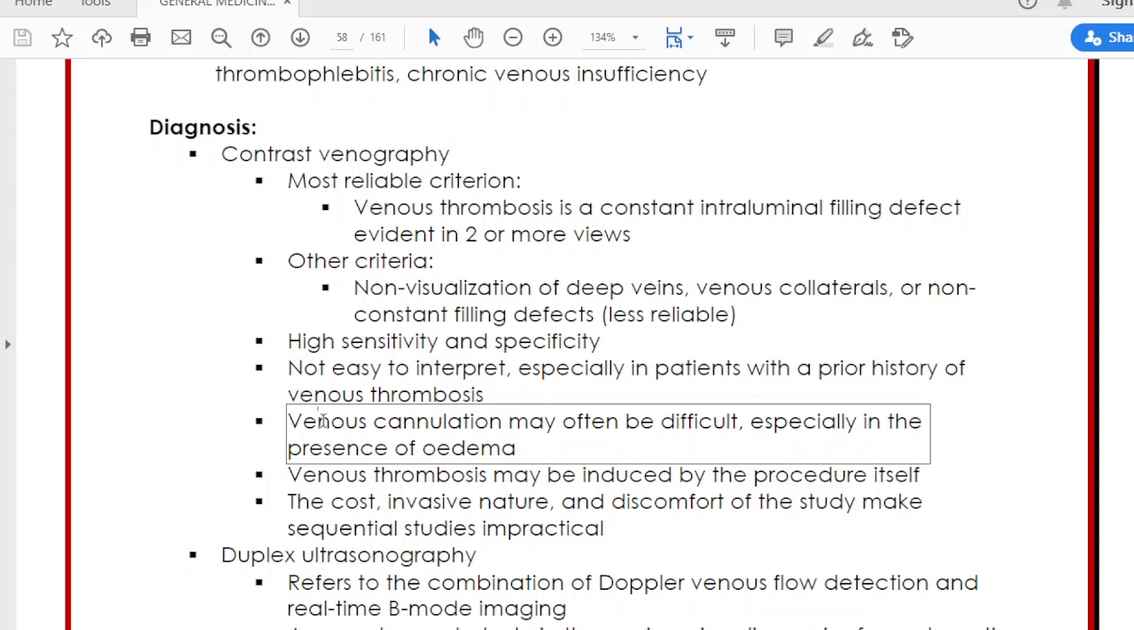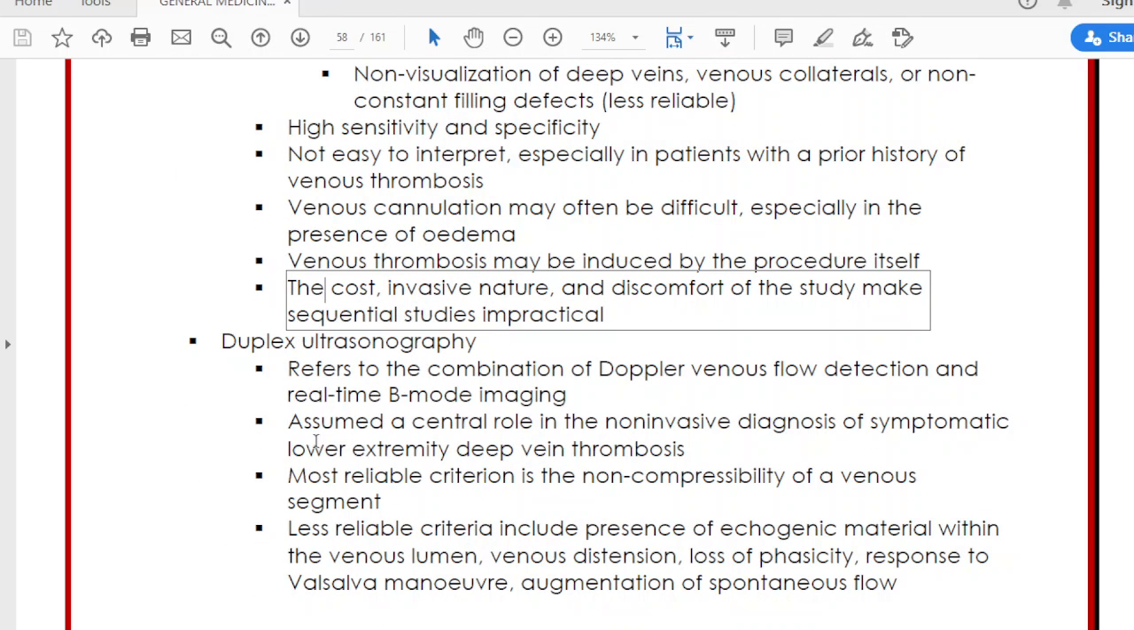Venous cannulation may often be difficult, especially in the presence of edema. Venous thrombosis may be induced by the procedure itself. The cost, invasive nature, and discomfort of the study make sequential studies impractical.